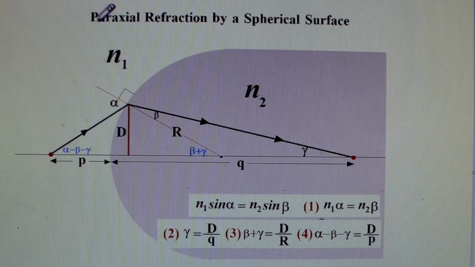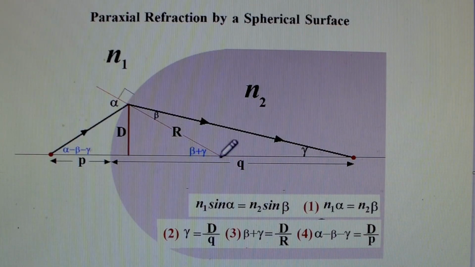We can look at paraxial refraction by a spherical surface. Now, paraxial rays are light rays almost parallel to the optical axis. Okay, right now we have a point source. We arbitrarily take a light ray going in this direction, and it hits the spherical surface at this point.